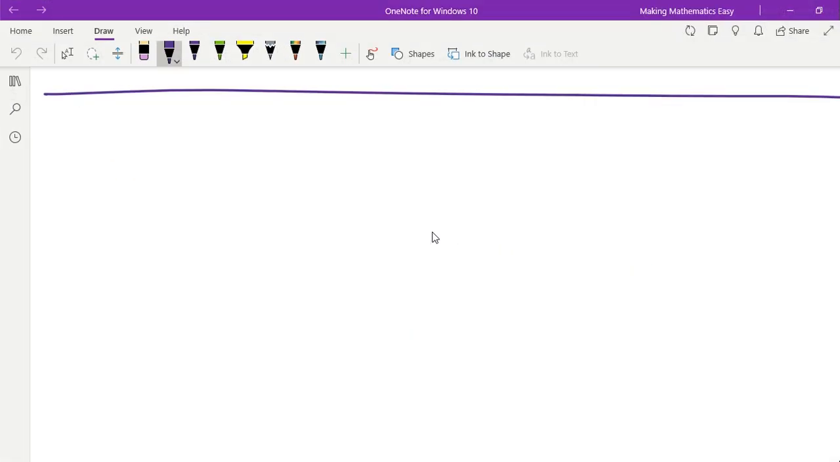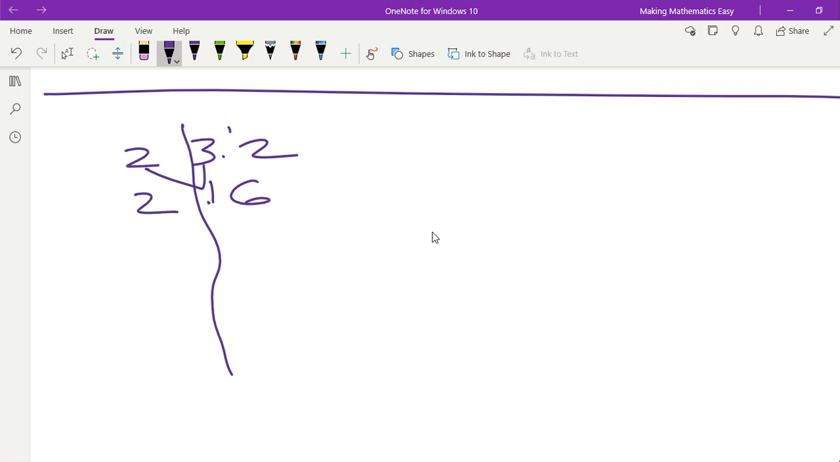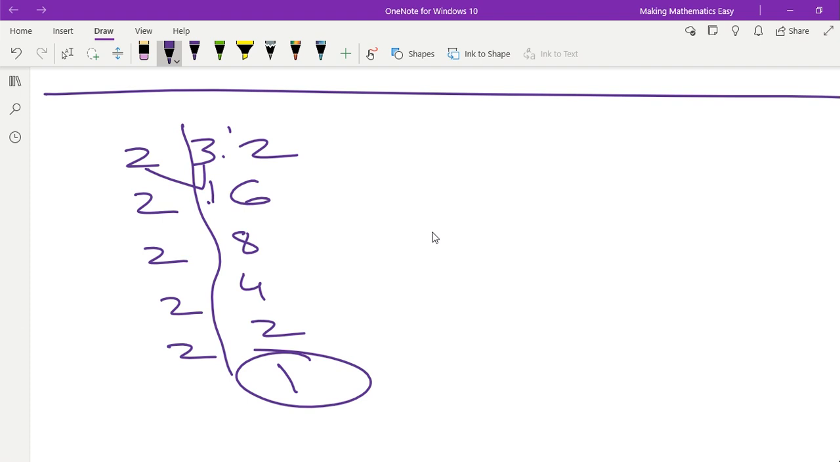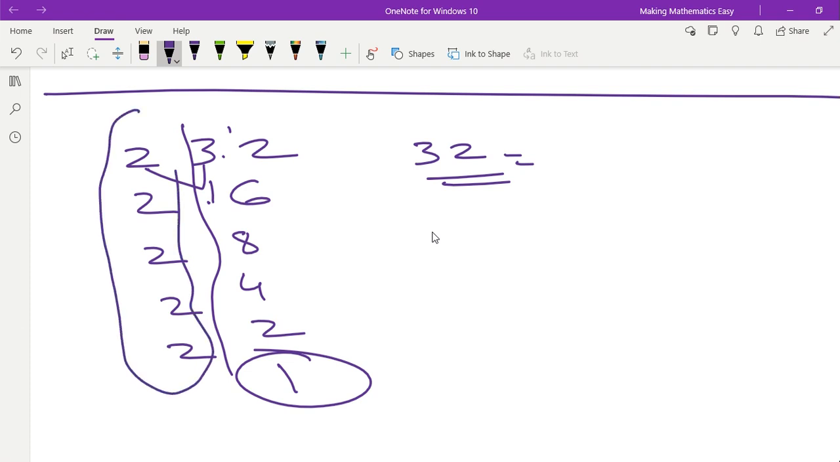So the first number we have is 32, and we have to find its factors. What you simply need to do is make a table like this and do simple multiplication. 2 ones are 2, 2 sixes are 12. The multiplication of these two should be equal to this. 2 into 16 is 32. Okay, 2 eights are 16, 2 fours are 8, 2 twos are 4, 2 ones are 2, and the last number should be 1. So when I ask what the factors of 32 are, the factors of 32 are all these numbers.